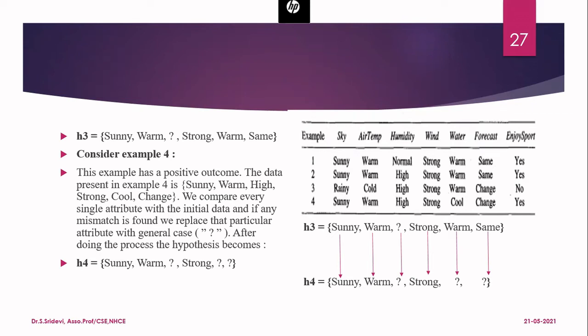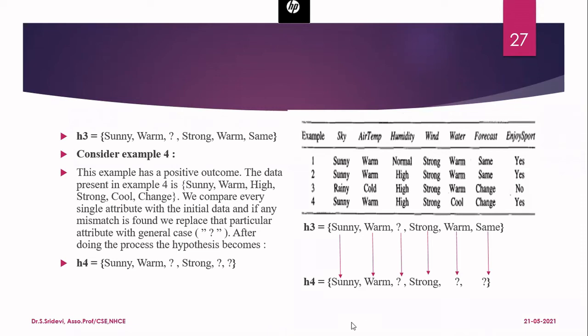I am giving you sky as rainy. That is, the first parameter is rainy. For all the remaining parameters, you can give any value. Don't worry about the value. For example, second parameter is warm. Third is high. Fourth one is strong. Fifth one is warm. Sixth one is same. What will be the output?